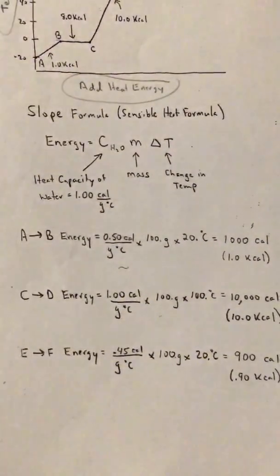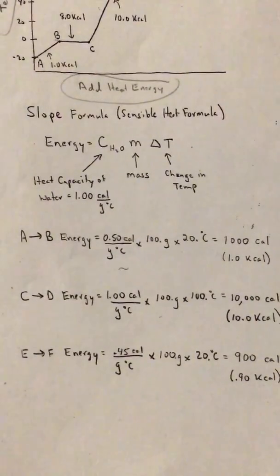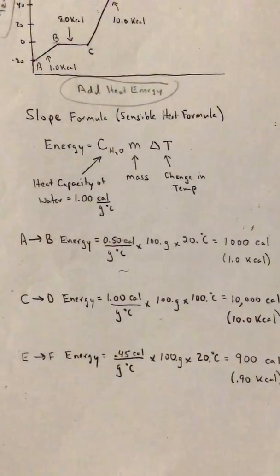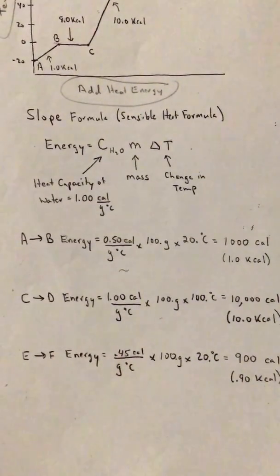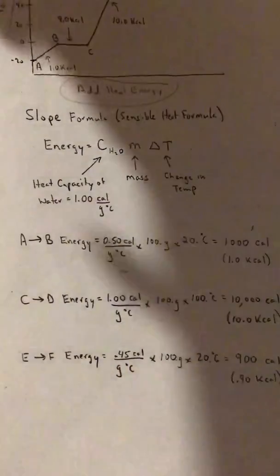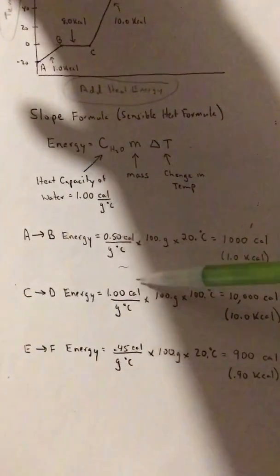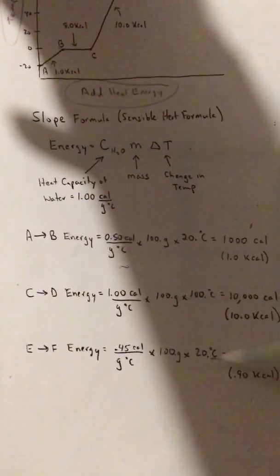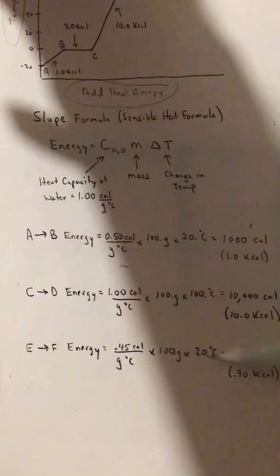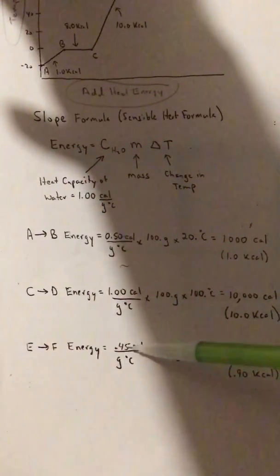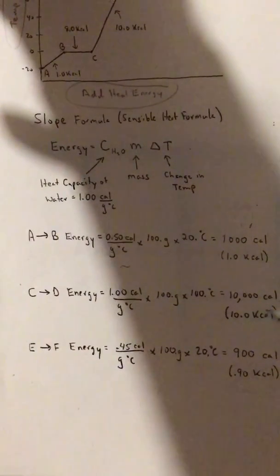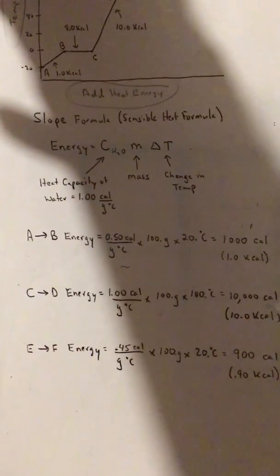The next one is going from C to D, which is going from 0 to 100, a 100-degree temperature change, again 100 grams, but I'm going to use the heat capacity of liquid water, which is 1 calorie per gram degree Celsius. And the last one is going from E to F, from 100 to 120, so it's a 20-degree temperature change, 100 grams, and the heat capacity of steam is 0.45. Notice these are all in calories. I convert them to kcals, and essentially I get 1 kcal, 10 kcals, and 0.9 kcals.